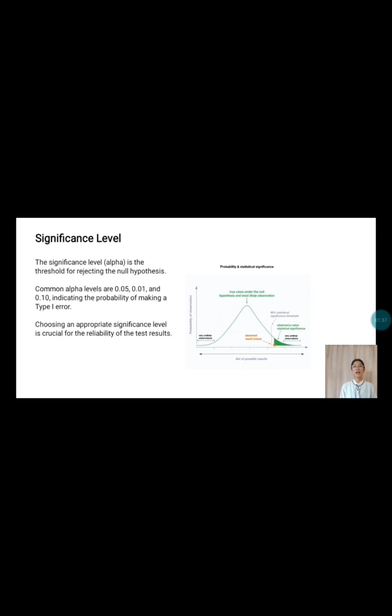Significance level. The significance level, or alpha, is the threshold for rejecting the null hypothesis. Common alpha levels are 0.05 or 0.01 and 0.10, indicating the probability of making a type I error. Choosing an appropriate significance level is crucial for the reliability of the test result.